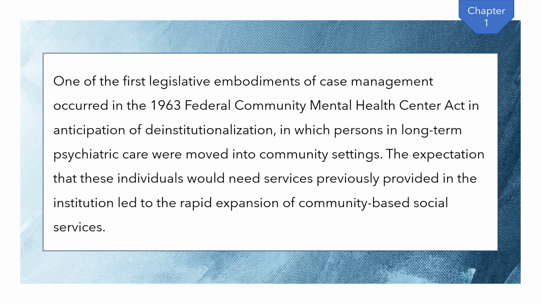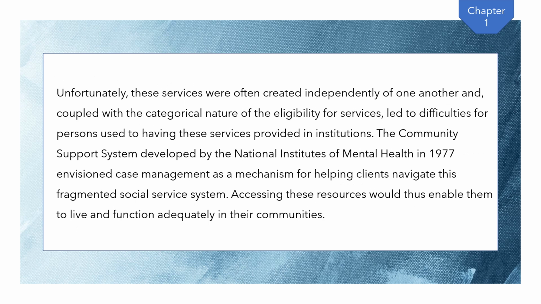One of the first legislative embodiments of case management occurred in the 1963 Federal Community Mental Health Center Act, in anticipation of deinstitutionalization, in which persons in long-term psychiatric care were moved into community settings. The expectation that these individuals would need services previously provided in the institution led to the rapid expansion of community-based social services. Unfortunately, these services were often created independently of one another and, coupled with the categorical nature of the eligibility for services, led to difficulties for persons used to having these services provided in institutions.